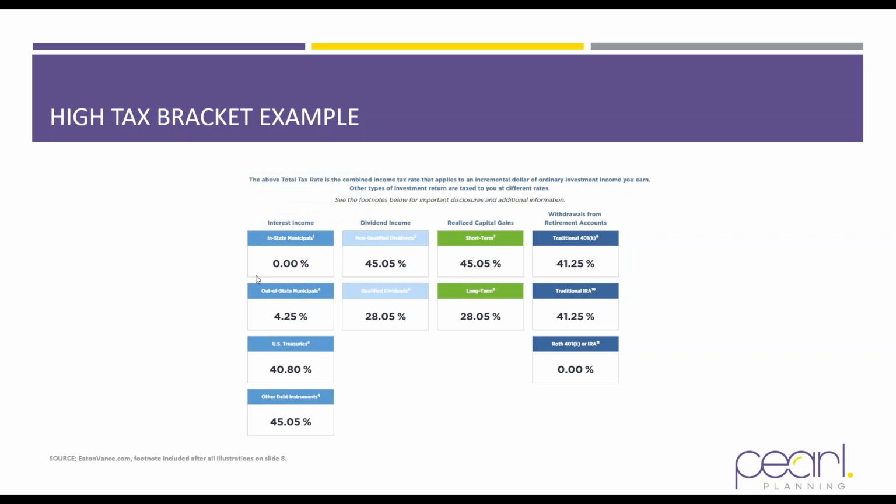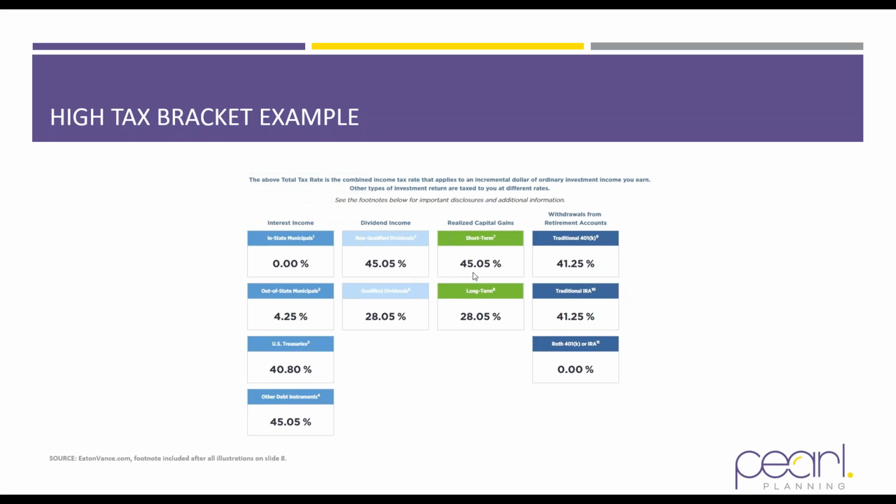So here is the tax on an in-state, a Michigan municipal bond. If you lived in the state of Michigan, you have a 0% tax rate on the interest that you earn, whereas for an out-of-state municipal bond, you had a 4.25% tax, all the way to other corporate bond investments or other bond investments that aren't government bonds or municipals, and those go up to 45%, right back to that top tax rate. Same for dividends. So a non-qualified dividend would have that 45% rate, but you get a little break if you have a qualified dividend income that goes down to 28%.